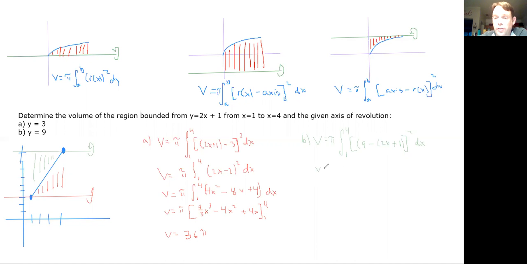If we did this one over here, we would end up with, oh, what would that be? 8 minus 2x. And again, I would go ahead and multiply this whole thing out. So 64 minus 32x plus 4x squared dx. And then we integrate it.